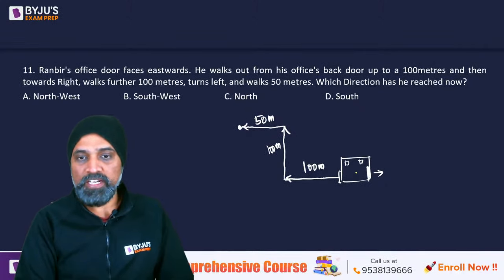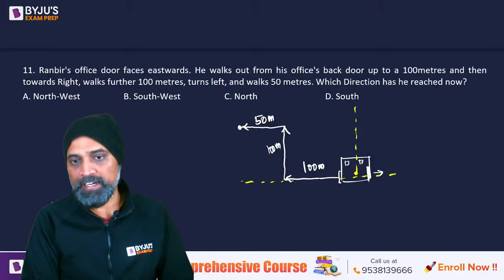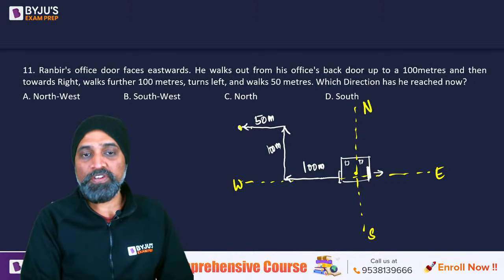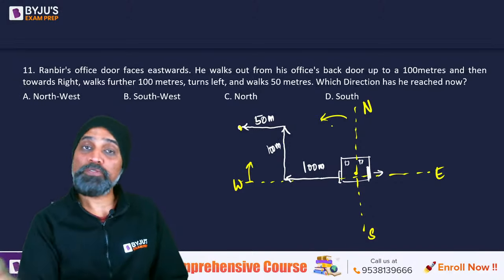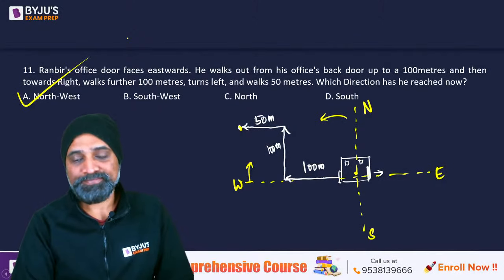So the direction that he is going to reach will be calculated from our standard direction notation of east, west, north, south, right? So this is east, this is west, this is north, and this is south. So definitely he is in a region which lies between north and west. So the answer is going to be northwest.